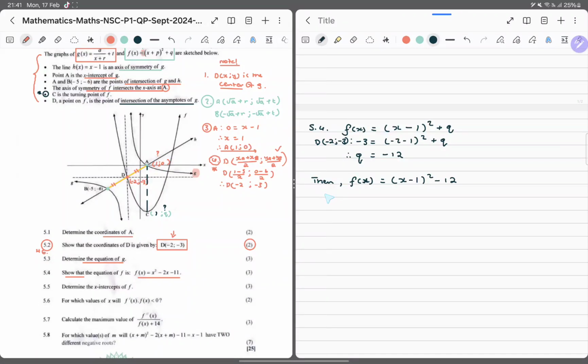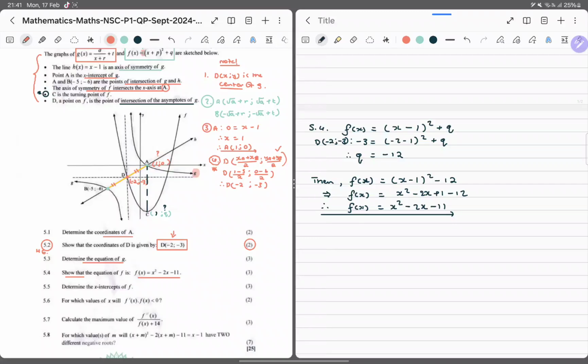Now we just FOIL this out. This implies f is x squared minus, okay, let's not even put brackets. It's x squared minus 2x plus 1 minus 12. Therefore, f of x is x squared minus 2x minus 1 plus 1 minus 12, which is minus 11.